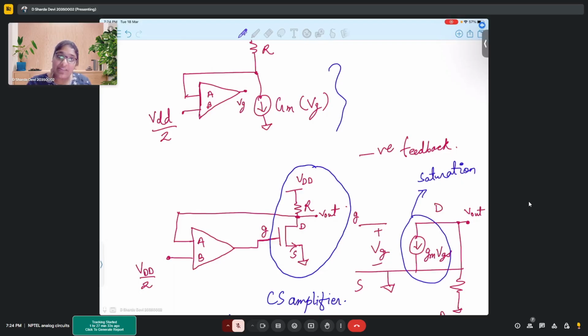And now since the MOSFET is in saturation, this CS amplifier will also work. And since the CS amplifier is working, we know that the phase difference between VG and VD in a CS configuration is 180 degrees. So this phase in a CS amplifier is 180 degrees. So you are feeding 180 degrees phase, an out of phase signal, to the input of the op-amp.